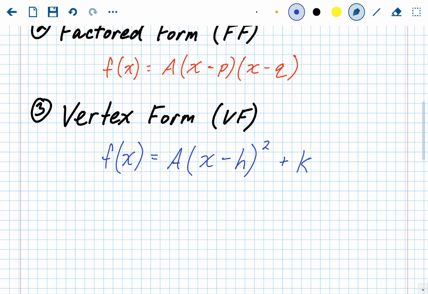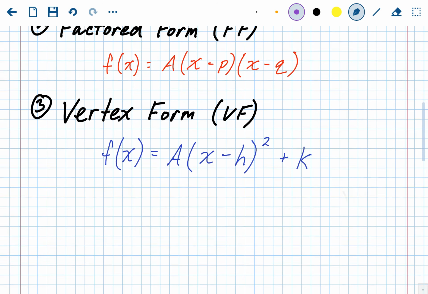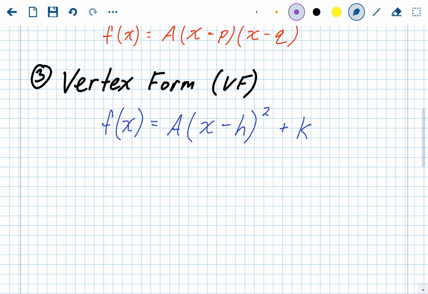All right, so what's this h and this k? Well, like I said, vertex form helps us find the vertex. So where is the vertex if you're in this form? Well, that's where the h and the k come in. So in vertex form, (h, k) is going to be the vertex.